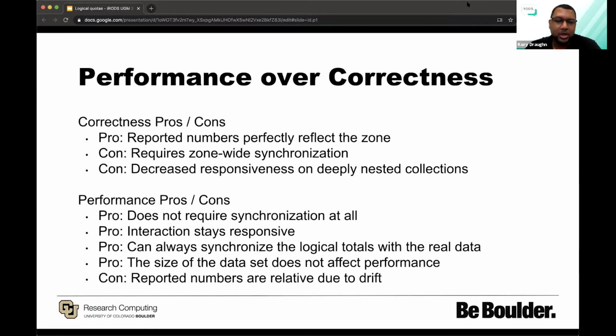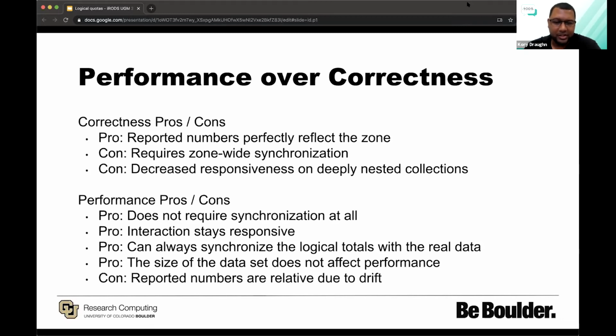Now I want to talk about another thing we had to consider, and that was performance and correctness. With this plugin, we decided to go with performance, for a number of reasons. Let's go through some of the pros and cons of each. With correctness, the pro is that the numbers reported back to you are always correct. But to do this we need zone-wide synchronization, which decreases responsiveness when dealing with collections that are monitored and also nested. The logical quotas engine supports nesting with monitored types, and anytime you make a change to something deeply nested, we have to propagate all those changes back up to the parent.